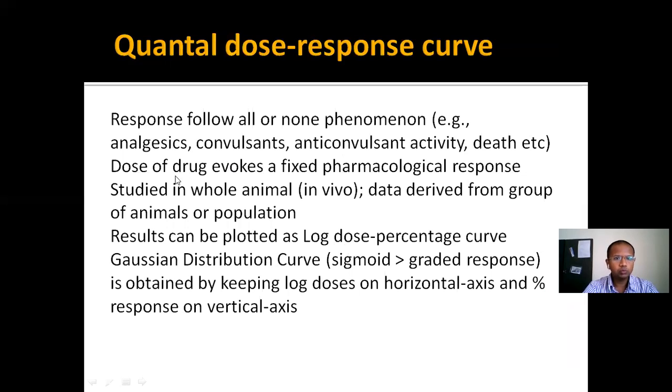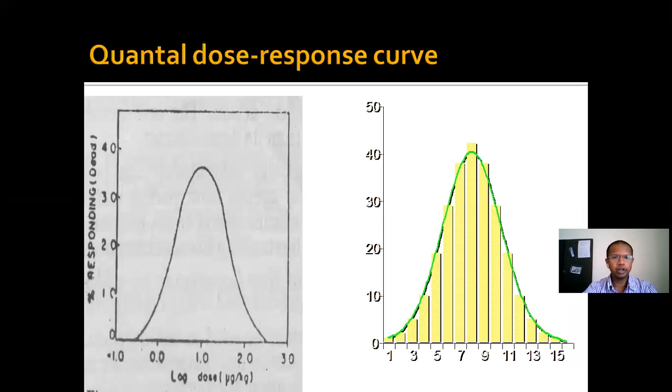Now the dose of the drug evokes a fixed pharmacological response, studied in the whole animal, that is in vivo or in vitro. So the results can be plotted as a log dose percentage curve. It is also called the Gaussian distribution curve. It's a sigmoid curve in the case of the graded dose, but here we are getting a Gaussian curve, obtained by keeping log doses on the horizontal axis and percentage of responses on the vertical axis.